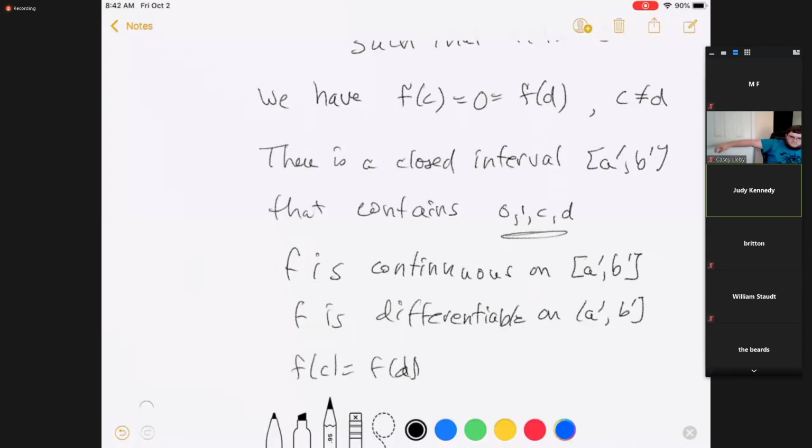All right. So actually, I only need it to contain c and d. But I don't know which one, whether c is less than d or d is less than c. So I'll just, okay.